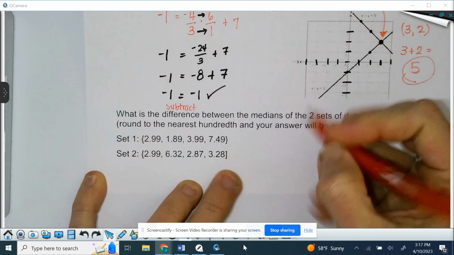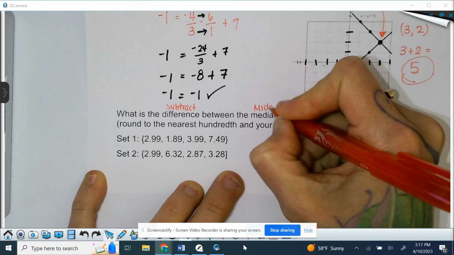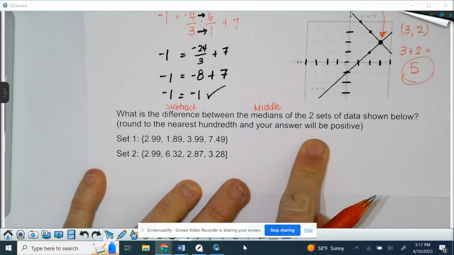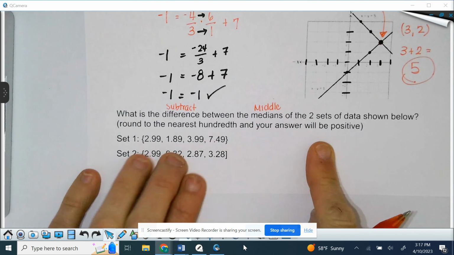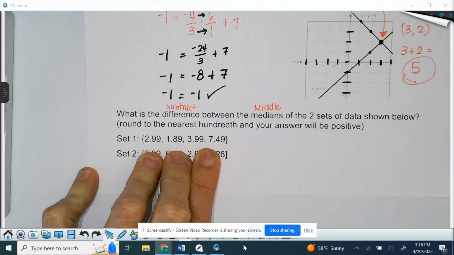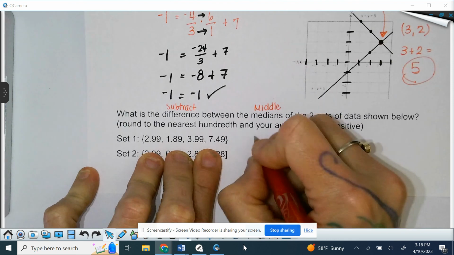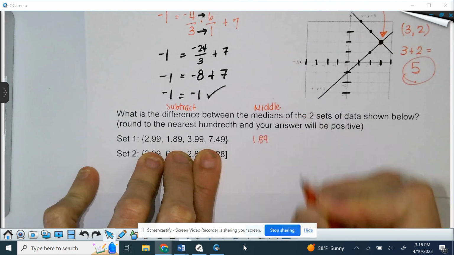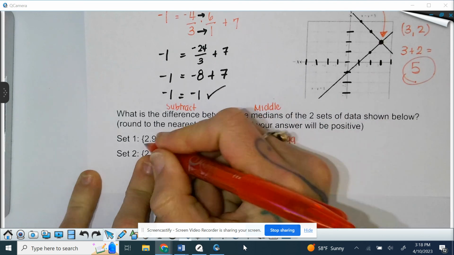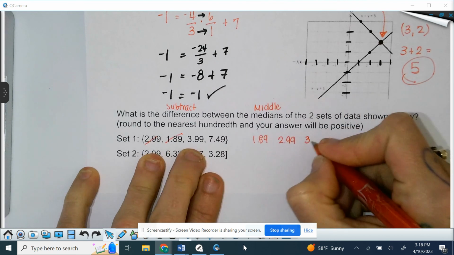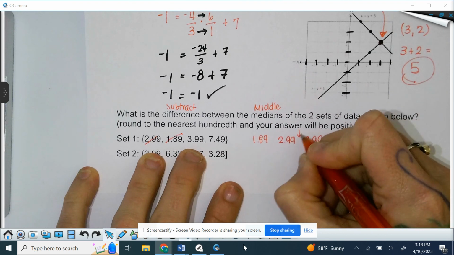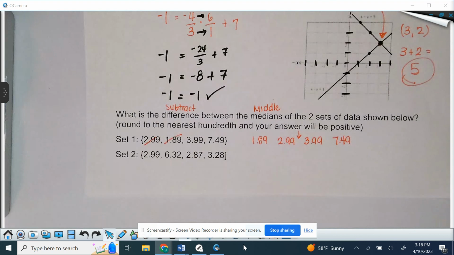in the median, which is the middle number, of the two sets of data? Now it says round to the nearest 100, and they'll both be positive. So if we take our first set of data, set 1, we want to put it in order if you don't use your calculator. So without a calculator, $1.89 is the smallest, then $2.99, then $3.99, and then $7.49. And our median is going to be in the middle of that $2.99 and $3.99.